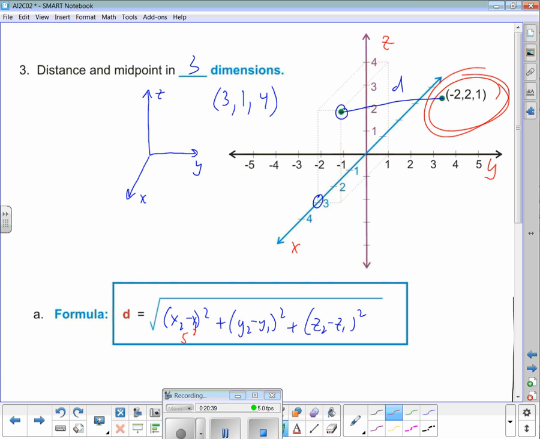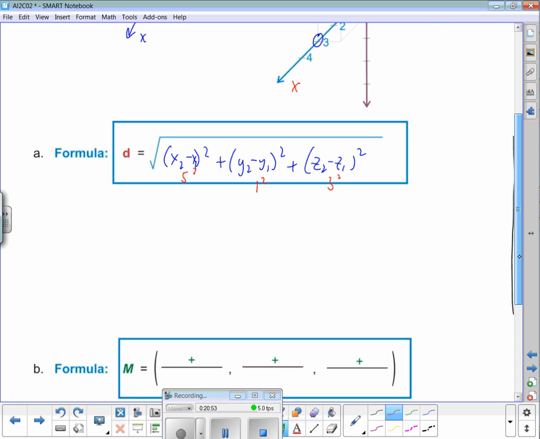2 minus 1, that's a 1. That's going to be a 1 squared. And 1 minus 4 is a -3. That's going to be a 3 squared, right? -3 squared is the same as 3 squared. -3 times -3 is 9. So what do we get? 25 plus 1 is 26. Plus 9 is 35. Square root of 35.